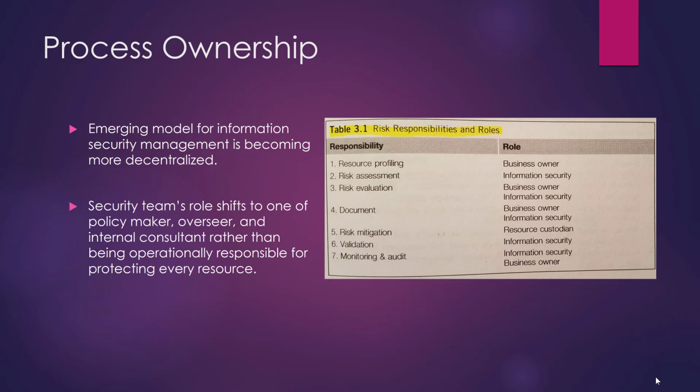Again, that's jointly done. The actual risk mitigation, where you're implementing new controls, is going to go back to whoever the resource custodian is for that particular system. And then from there, information security typically is doing the validating, and information security to a larger extent than the business owner is doing the monitoring and the auditing.